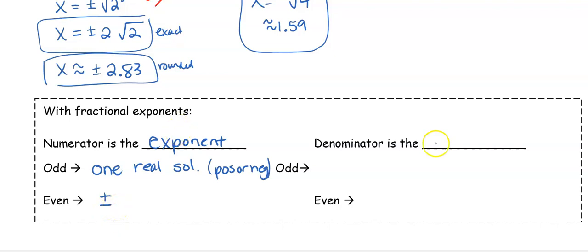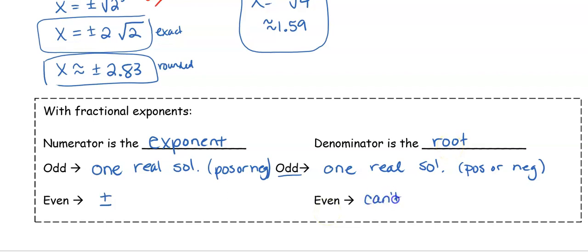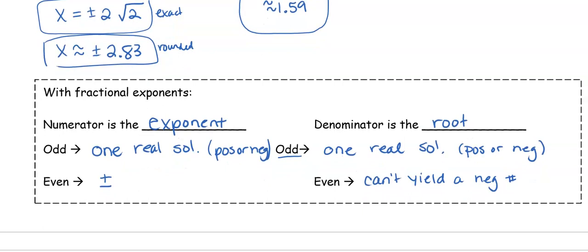The denominator is the root. If the root is odd, you have one real solution. And again, there's no trick here. It's positive or negative. You can have both positive and negative numbers. But if the denominator is even, that means that you have an even root. That means it can't yield a negative number. So you can't have an even root being equal to a negative number. Okay, that is it for our solving today.